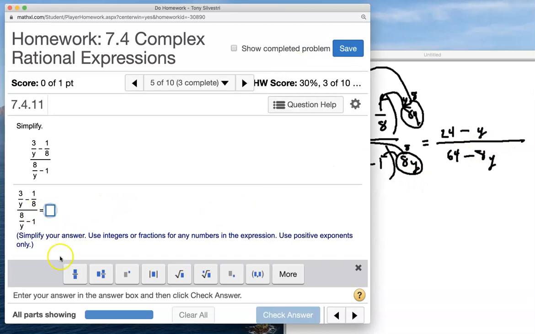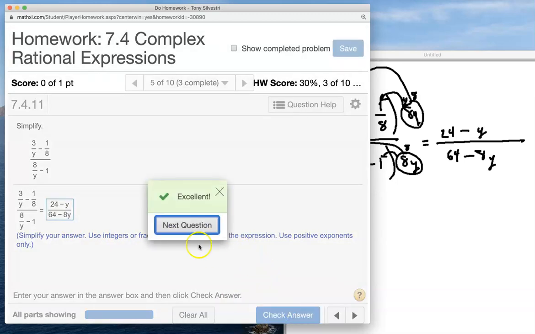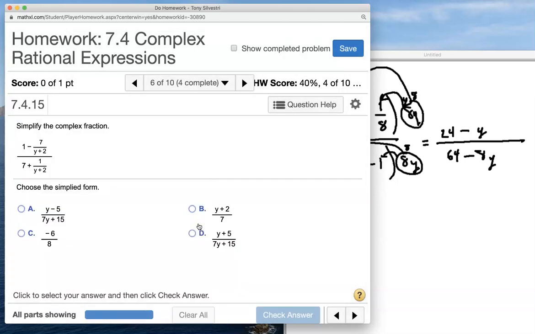I'm going to come over here and divide. I'm going to make a fraction, 24 minus y, over 64 minus 8y. Check that answer. Excellent, excellent, excellent.